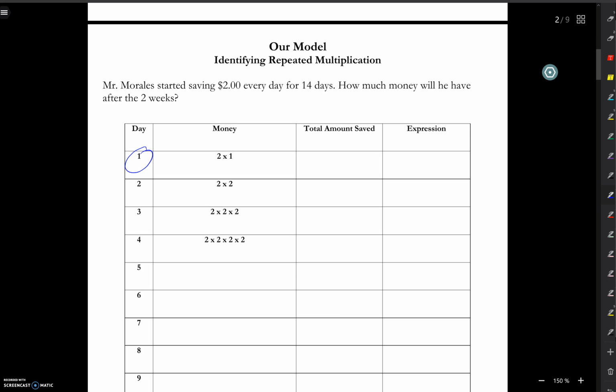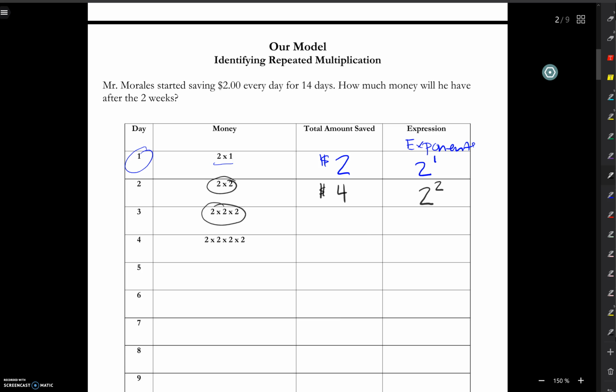So it's day 1, I started with $2. So it's 2 times 1. How much did I have saved? I have $2 saved. My expression, because we're learning about exponents, would be 2 to the power of 1. Okay, next one, 2 times 2. What's 2 times 2? Well, 2 times 2 is 4, so I'd have $4 saved. My expression would be 2, which is the $2, to the power of 2.